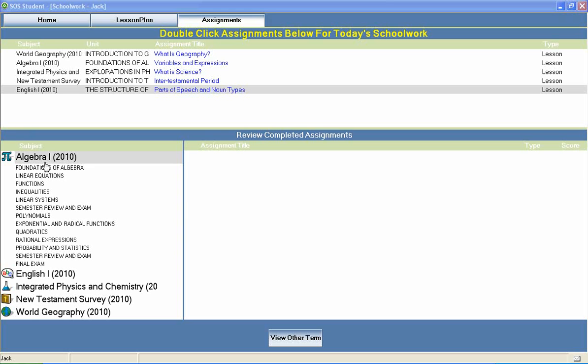Switched On Schoolhouse Algebra 1 is a high school math course that is typically included in a 9th grade course of study. Units include linear equations, inequalities, polynomials, quadratics, probability and statistics, and much more. Semester reviews and semester and final exams are also included.